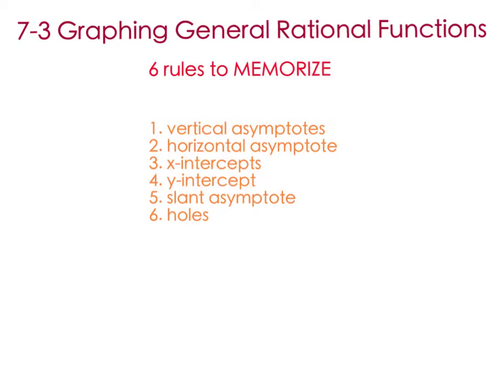These rules apply to vertical asymptotes, the horizontal asymptote, x-intercepts and the y-intercept, and then a slant asymptote, which we may have sometimes, and holes, which we may have sometimes. So 5 and 6 are the hardest part. But these are the 6 things you always want to look at. So let's just start with the first one.